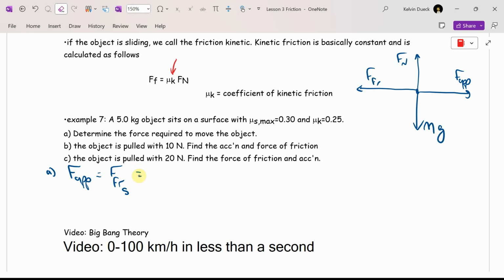Have we started sliding yet or not? In A, we haven't. So it's going to be the static coefficient of friction times the normal force. What's the static coefficient of friction that they gave me in this question? Mu s. Yep. I don't know the normal force. Oh, but look. I know another force the same size as the normal force. Which one?